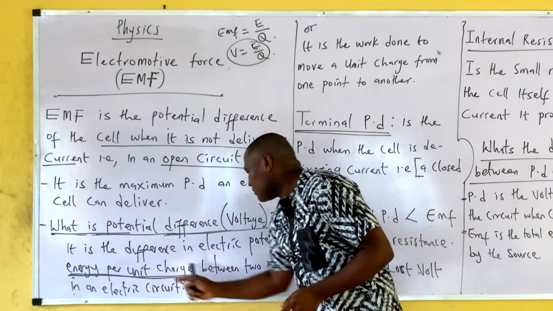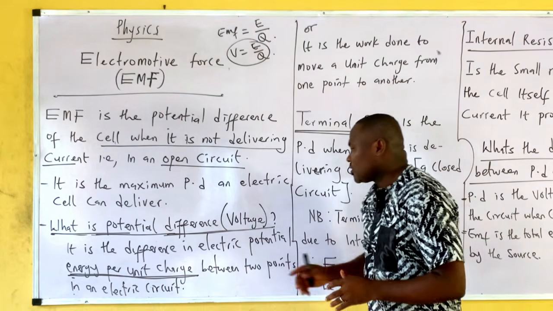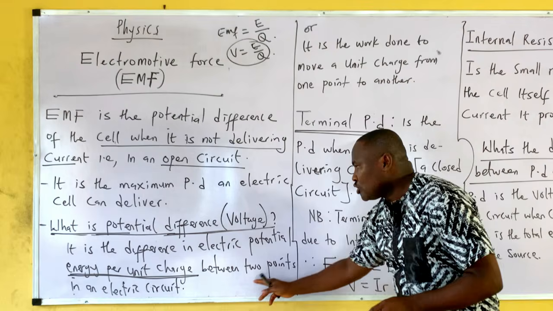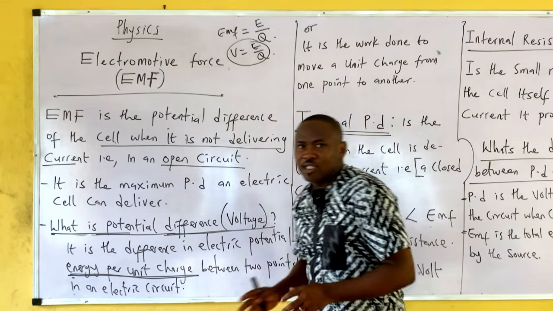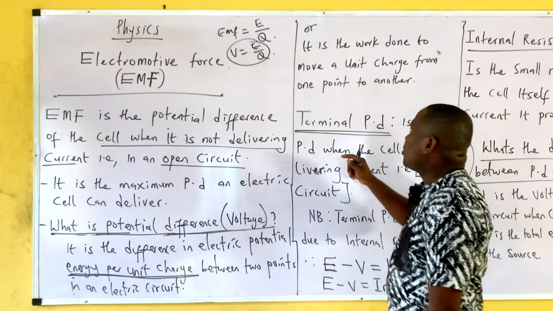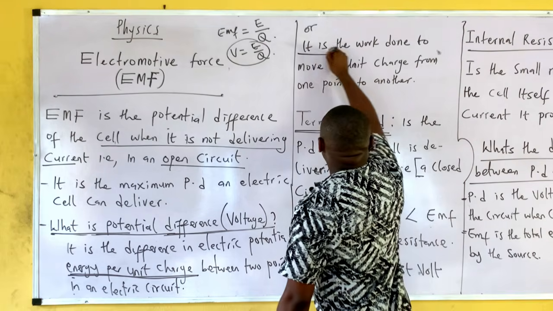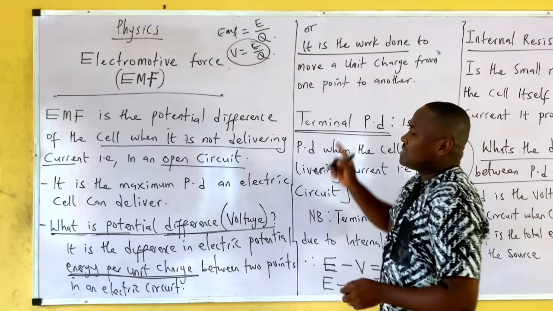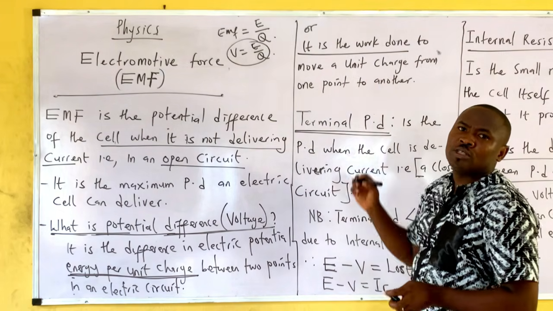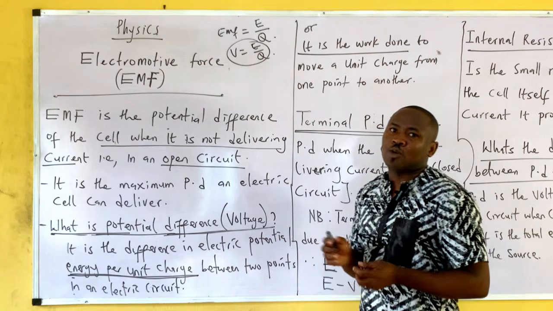So potential difference is the difference in the electric potential energy per unit charge between two points in an electric circuit. That's potential difference. Now it can also be the work done. Work done is a scalar quantity, so I can say potential difference is a scalar quantity.